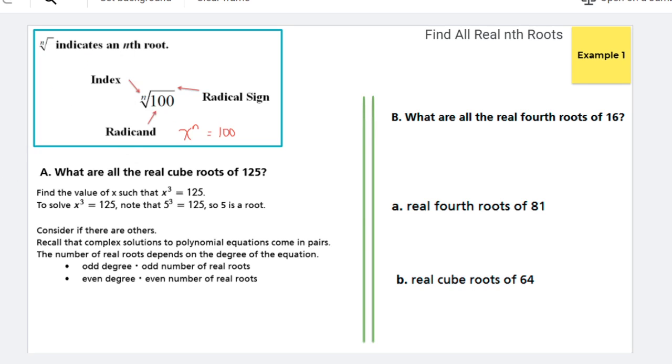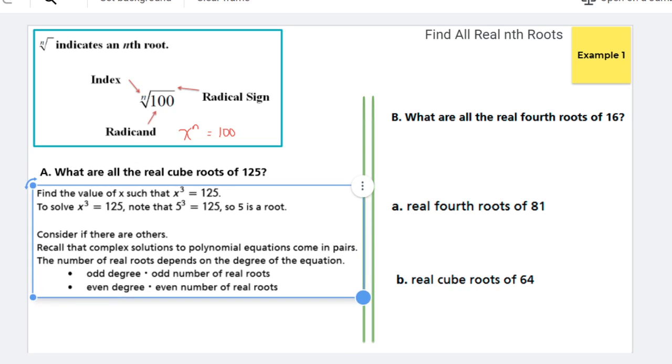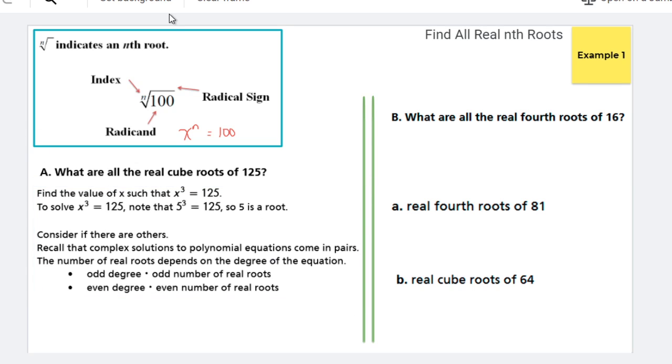So with Savvas, they start us out with a question. I'm going to try to make this bigger for those of you in the video. It says, what are all the real cube roots of 125? They're asking for a cube root, which is the third power, of 125. So we're wondering what value can be cubed, or raised to the third power, to equal 125.